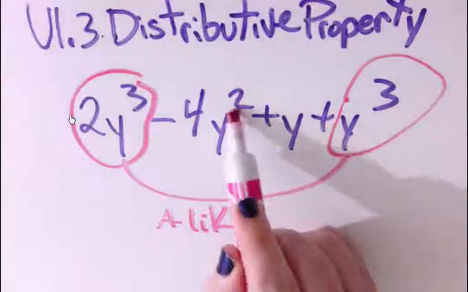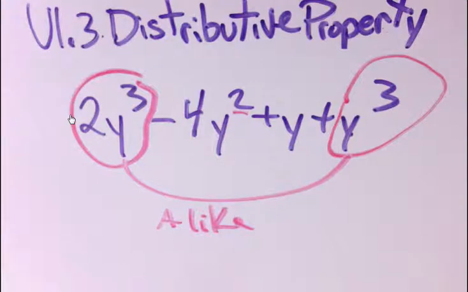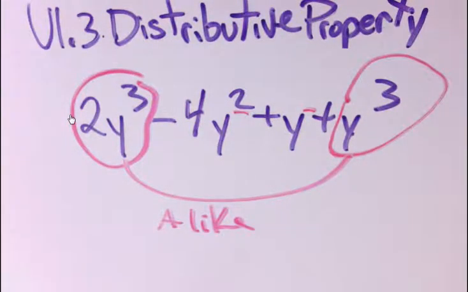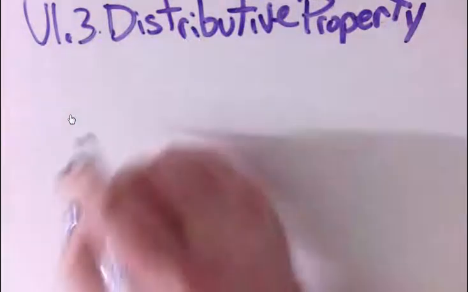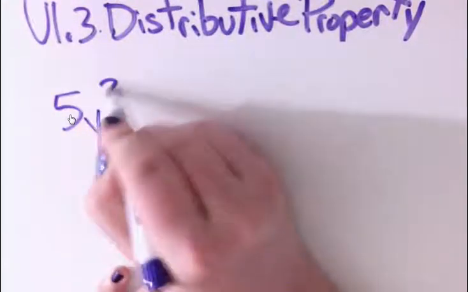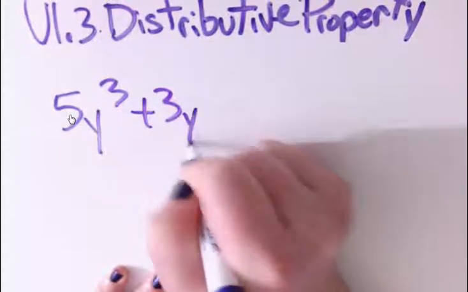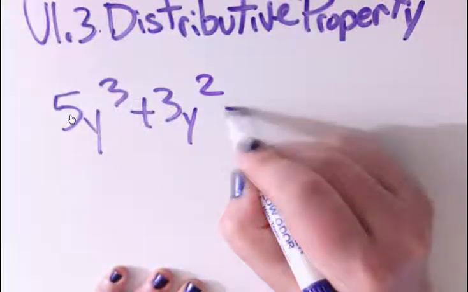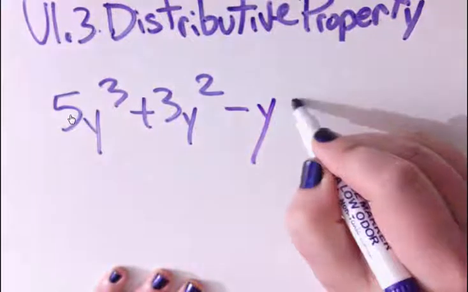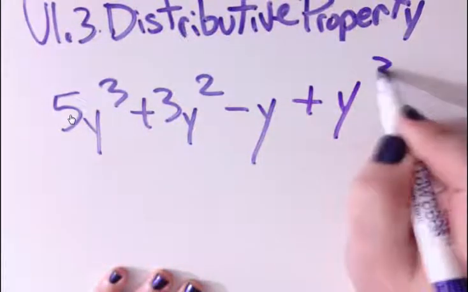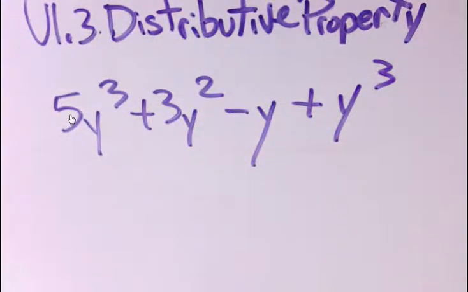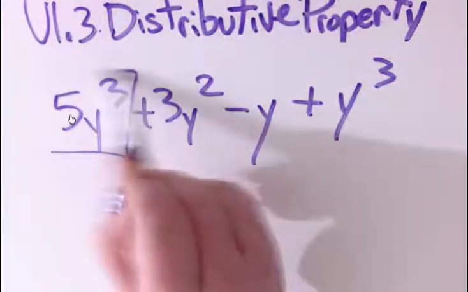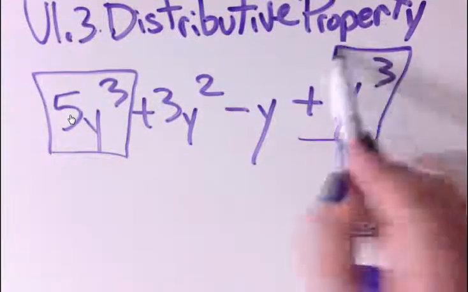However, you notice we don't have any other ones that have a 2 as the exponent. We don't have any of them that have a 1 as an exponent. So the 2y to the third and this y to the third are the only like terms in this one. So let's look at another one here. If we have 5y to the third plus 3y squared minus y plus y to the third. So once again, only the 3's are alike.